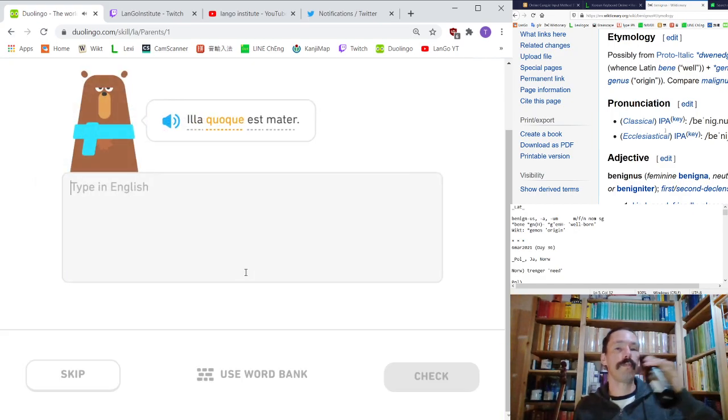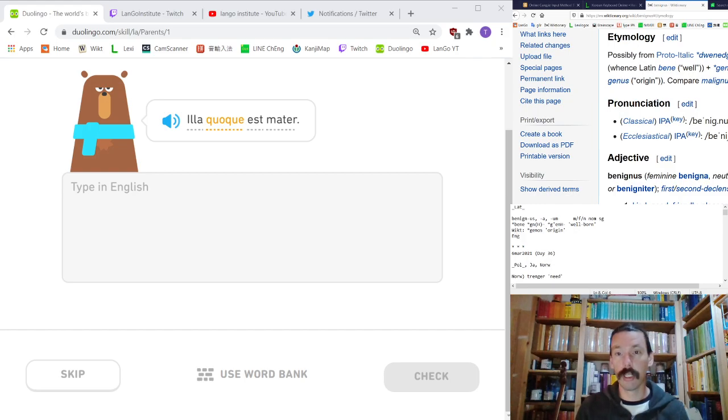Illa quoque est mater. By the way, the gen root in this Latin word, benignus, is the same root that we have in our word kind. We say they're cognate. English kind also goes back to this gen root. So we use all caps for the word itself. Illa quoque est mater. She, quoque means like also. She is a mother too.